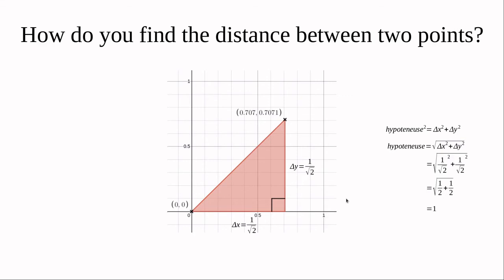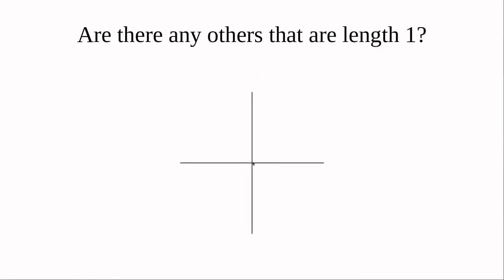Now that seems a bit curious. How did I know that was going to be 1? That's obviously been set up, hasn't it? Not just any number gets you a length of 1. Are there any other points that will have a length 1 when measured from the centre?